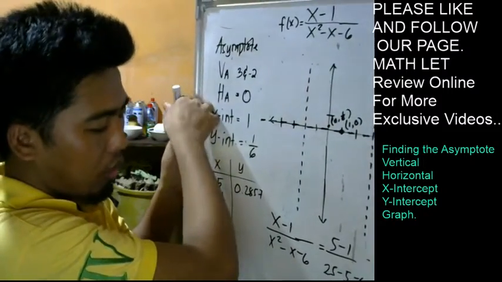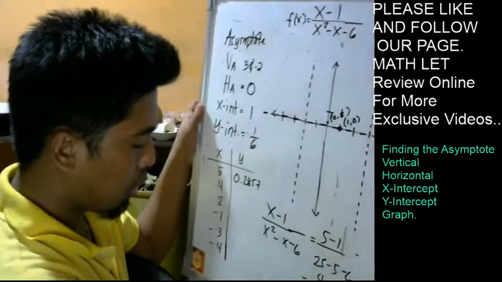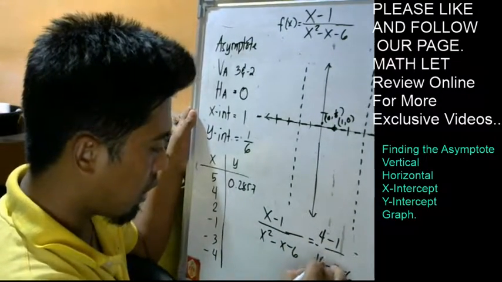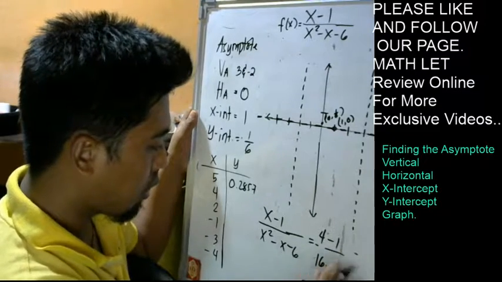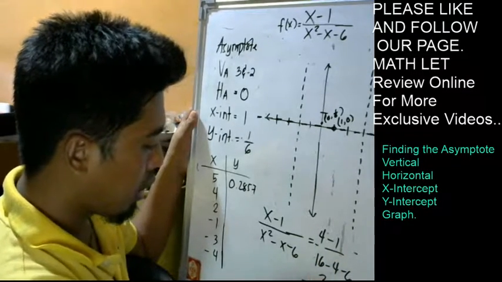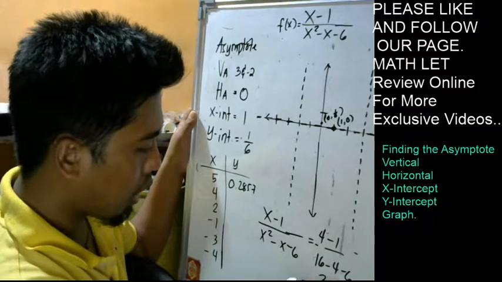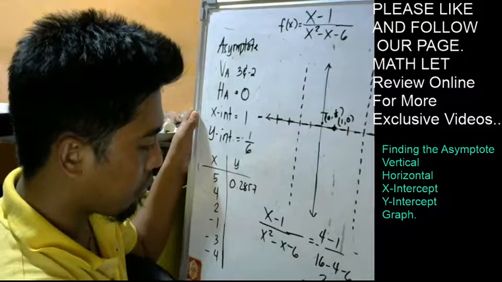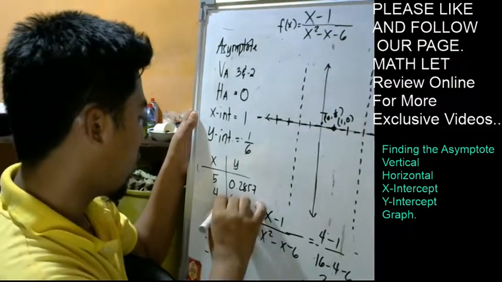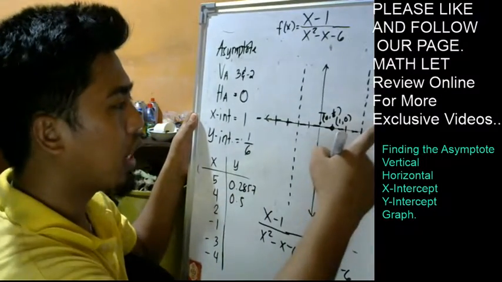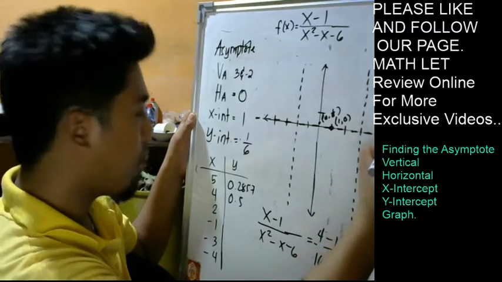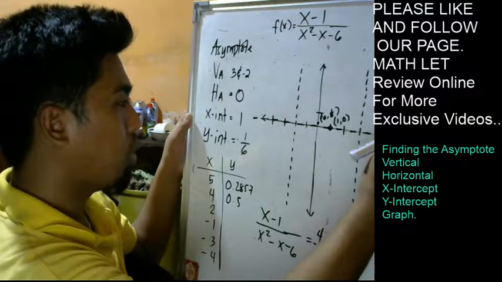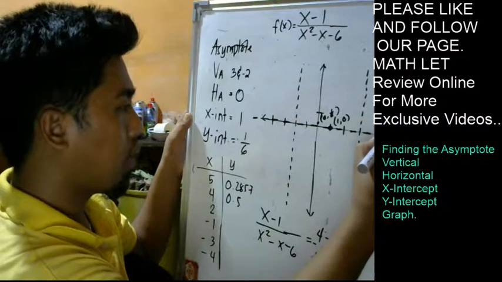Okay, so we substitute again, same procedure. It will become 4 minus 1, which is 3, over 16 minus 4 minus 6. 16 minus 10 is 6, so 3 over 6. It's 1 half, 0.5, so it goes up. Okay? So if x is 5, then y is here.